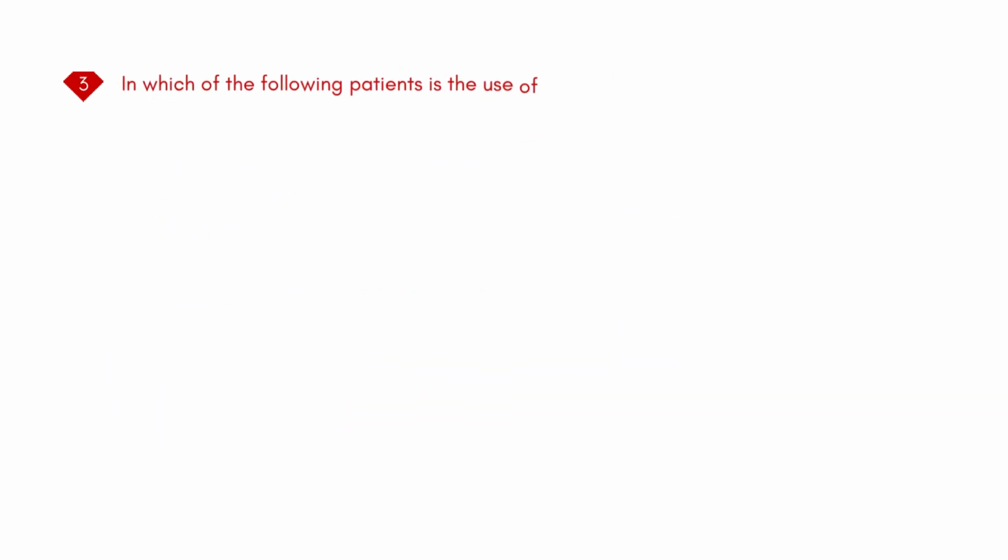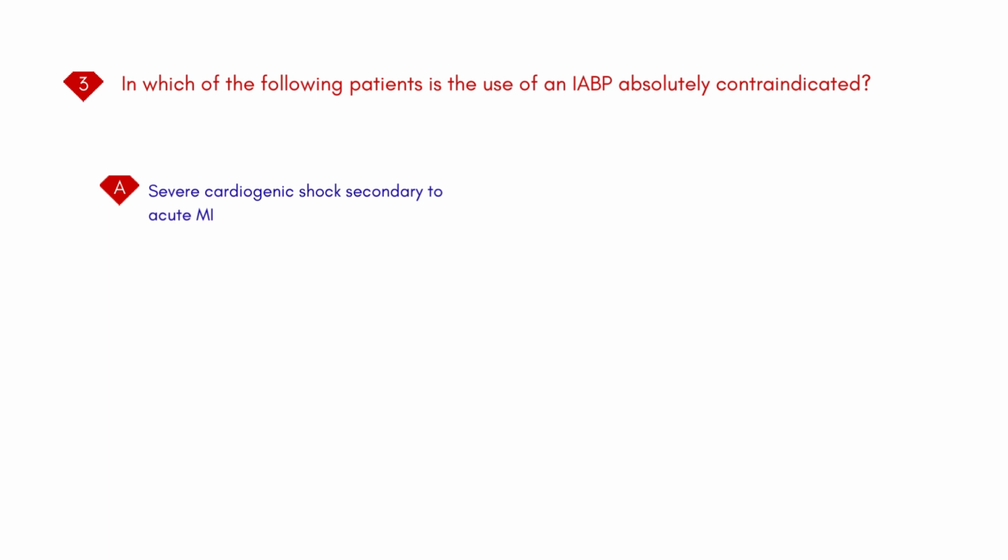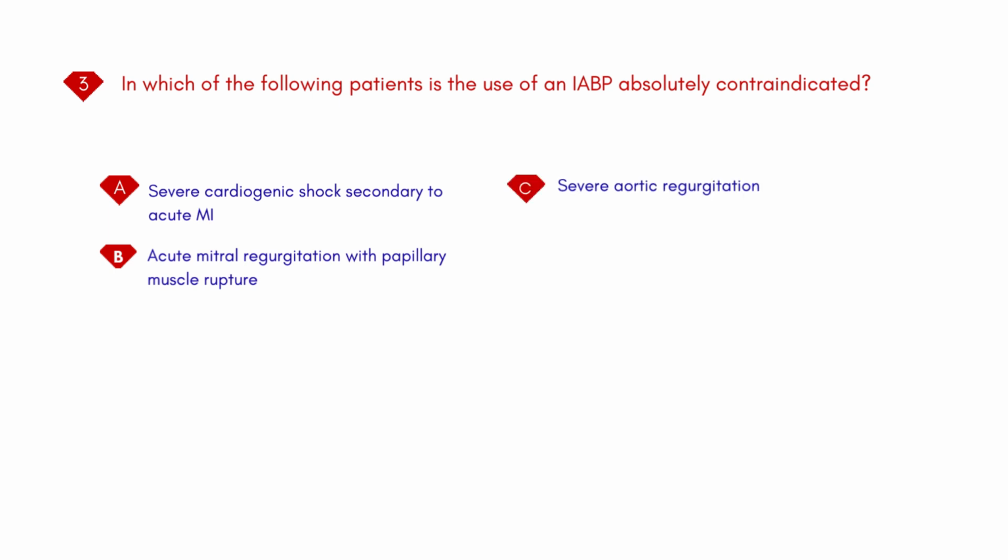In which of the following patients is the use of an IABP absolutely contraindicated? A. Severe cardiogenic shock secondary to acute MI. B. Acute mitral regurgitation with papillary muscle rupture. C. Severe aortic regurgitation. D. Intractable ventricular arrhythmias. Answer: C.